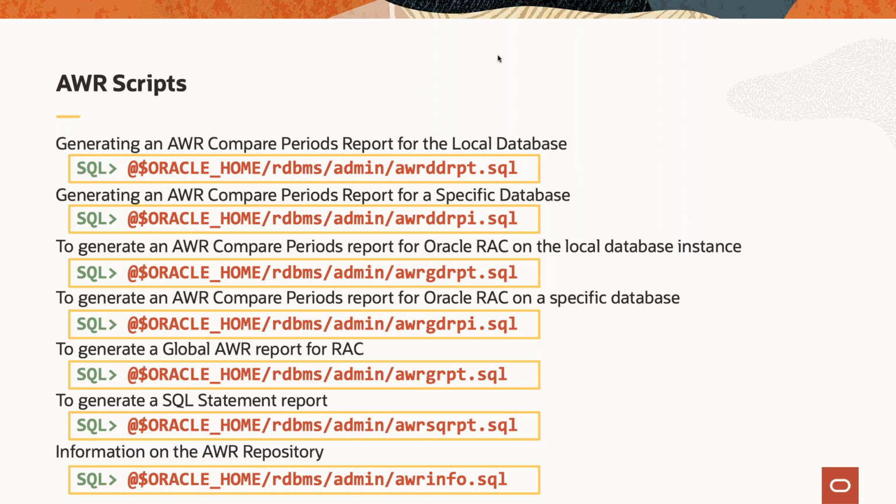If you want to run something for the entire RAC database, you run awrgrpt.sql, not awrrpt.sql. That is a global AWR for RAC. Do not give a single instance report when you're troubleshooting a RAC problem. If you want to run a SQL statement report, it's awrsqrpt.sql. If you want information on the AWR repository, it is awrinfo.sql. Many DBAs do not know these scripts exist. Please use the appropriate script when you are sending output for performance analysis for the appropriate scenario.